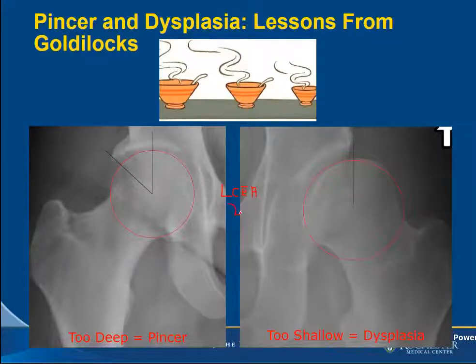Now this lateral center edge angle, the normal values for this is between 20 and 40 degrees. If you have a case where you have more than 40 degrees of coverage, then you're over covered, and this is what's referred to as a pincer impingement. And if you have an angle measurement that's less than 20 degrees, then you're under covered, and this is what's referred to as acetabular dysplasia. So ideally your coverage is somewhere in the middle, between 20 and 40 degrees of acetabular coverage.